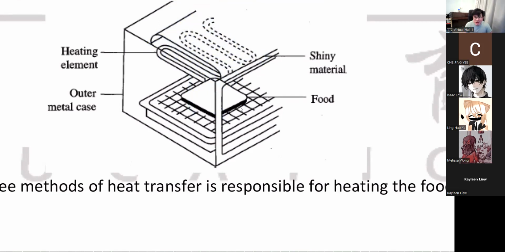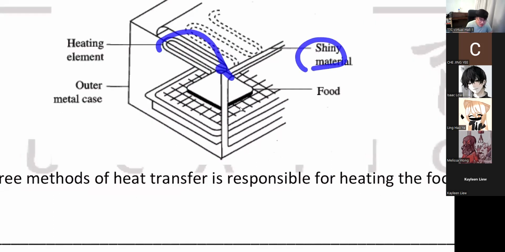Okay, so your mirror, what is a mirror for? Guys, a mirror is to reflect things, right? So shiny material, what is this for? It does the same thing. It will reflect heat back to the food.